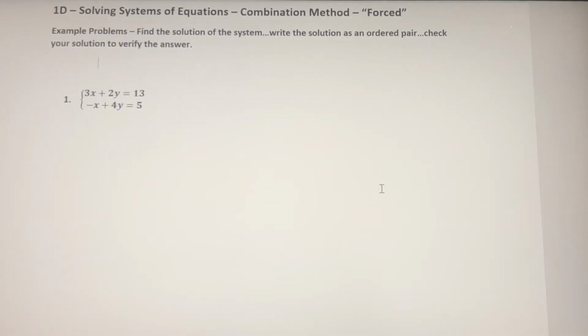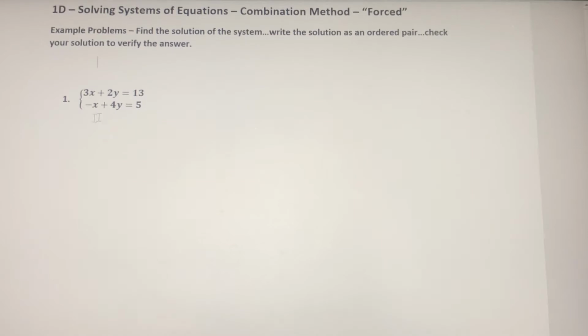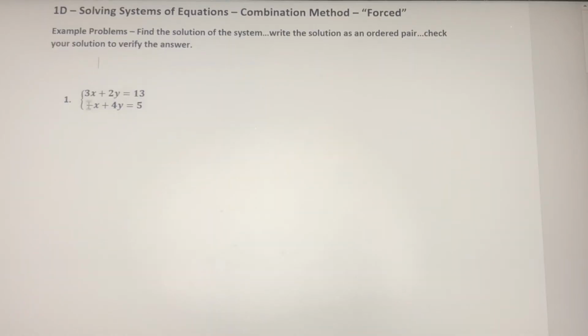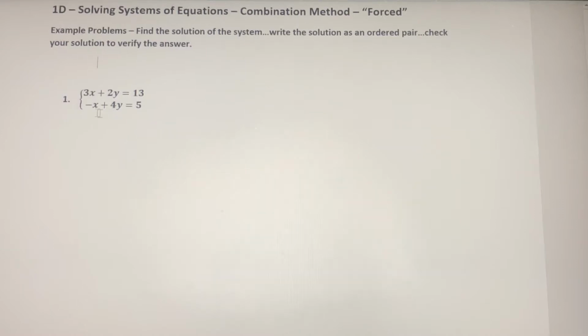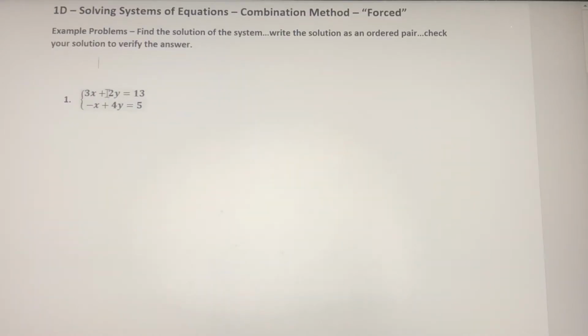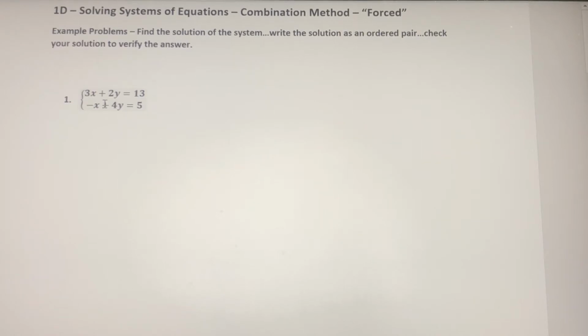All right, so in this video, we're going to talk about solving systems of equations, again, using the combination method. But in this case, I call it forced, because if you look at these two equations, you don't see opposite coefficients for either the x or the y. 3 and -1, 2 and 4, those are not opposites. So I can't use the combination method without forcing a situation where I can use that method.